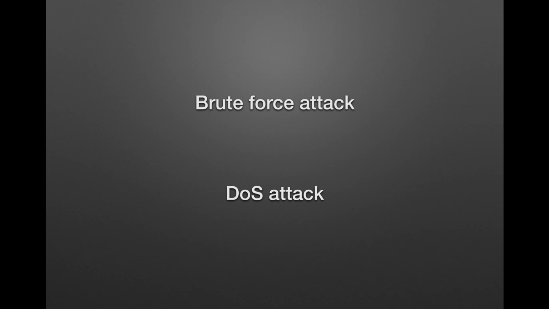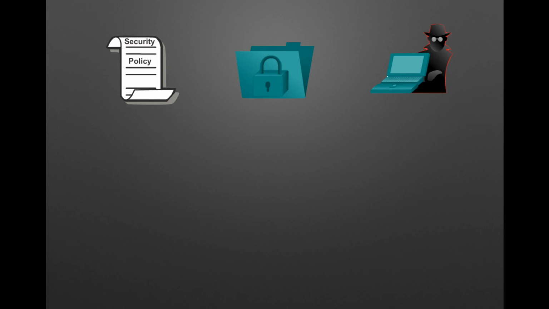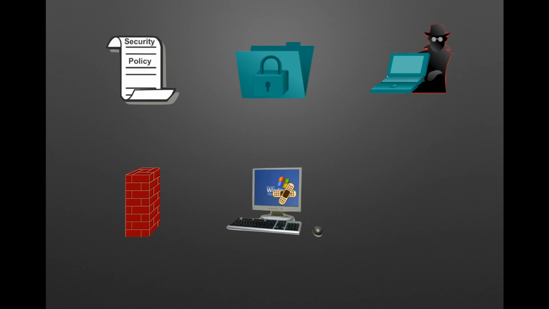So what to do against this? Okay, there are several steps you can take. First one is to develop a written security policy to prevent these kinds of attacks. Also, use strong passwords and change them often. Control physical access to devices. Implement security hardware and software like firewalls. Keep up to date with patches and updates. And of course, educate employees about social engineering attacks.